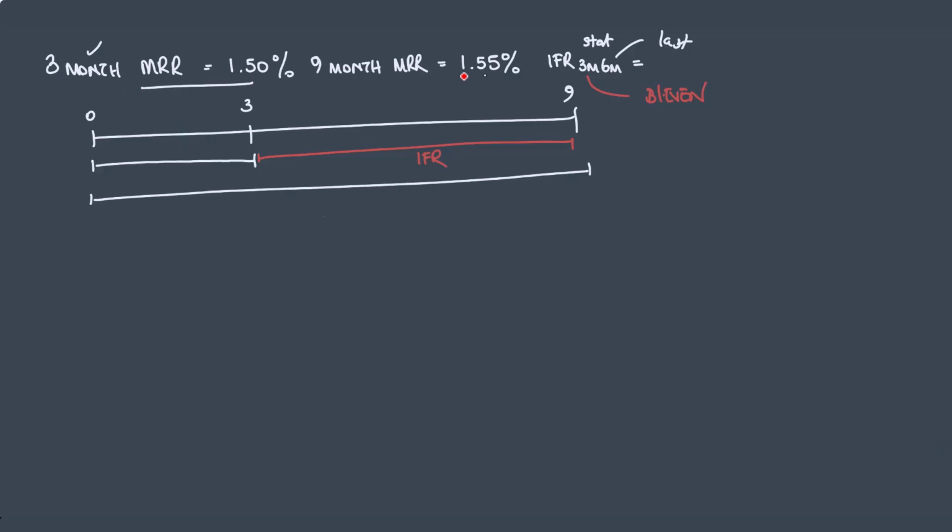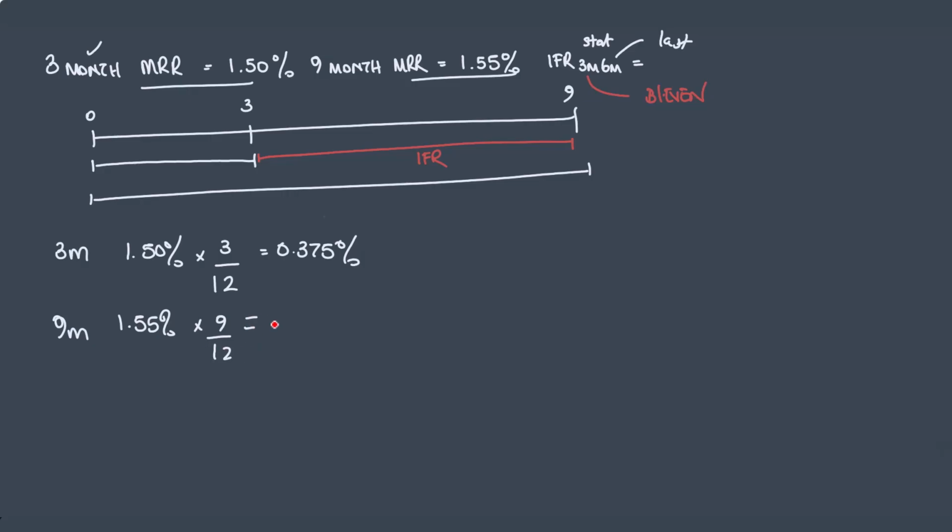First things first, these rates are quoted annually. So to get your 3-month rate, yes, it's 1.5%. That would be annual. All you need to do is multiply it by 3 over 12. That, for the 3-month period, will be 0.375%. For the 9-monther, it is 1.55%. Multiply it by 9 over 12. For the 9-month period, that would be 1.1625%. So we know for this period here, you're getting 0.375%.